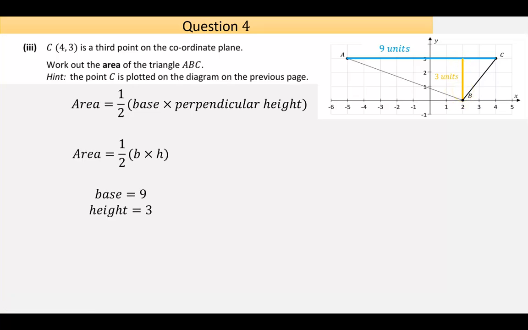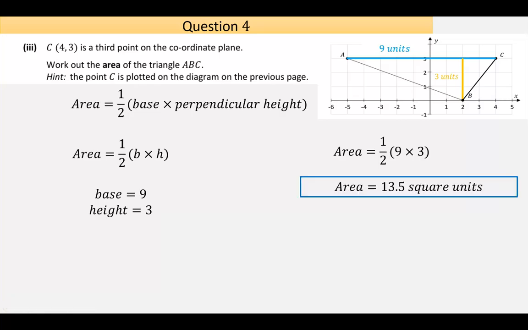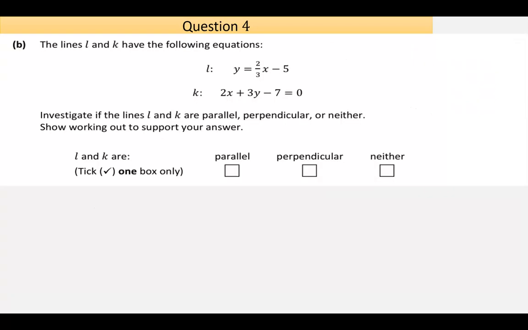Okay, that's our formula written more classically. The base is 9, the height is 3. Okay, that's half times 9 by 3, which is 13.5 square units. Any area is always a squared unit. And that's it. Now, part B says the lines L and K have the following equations.